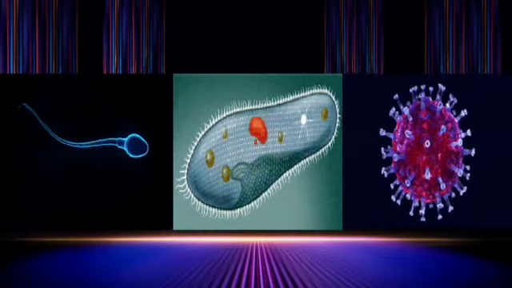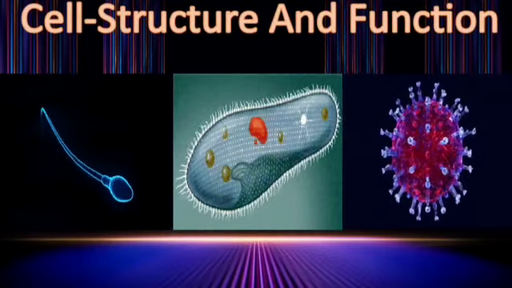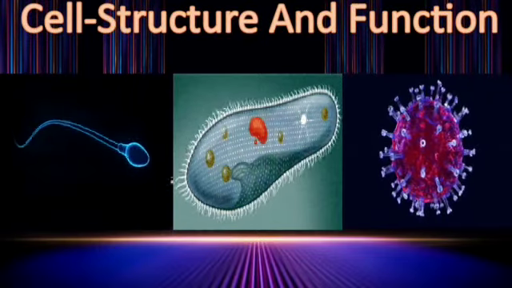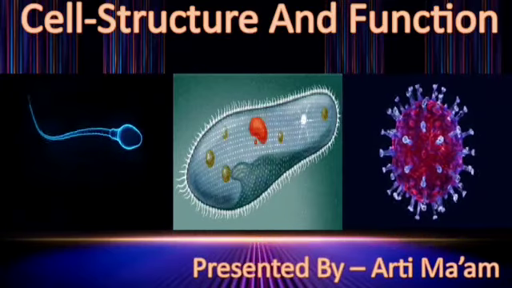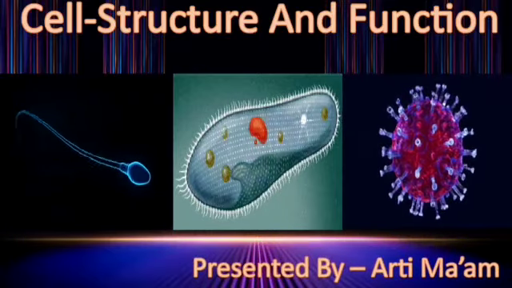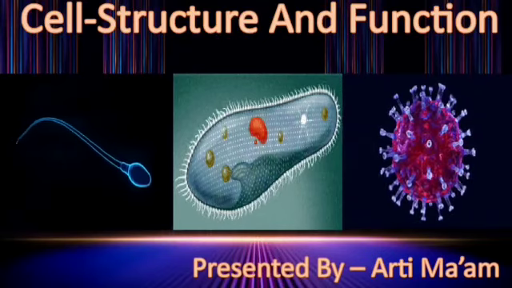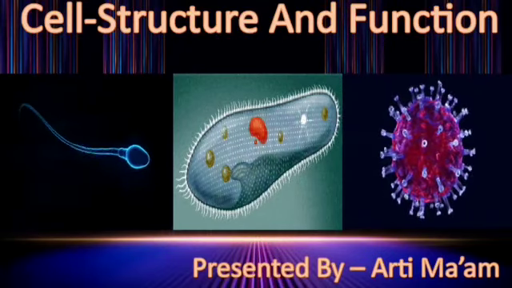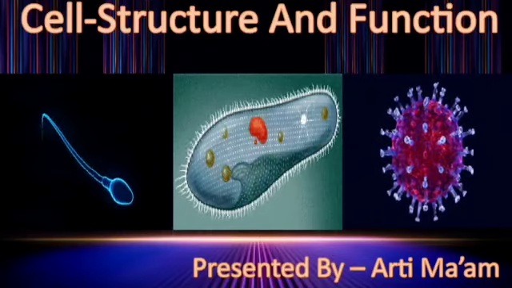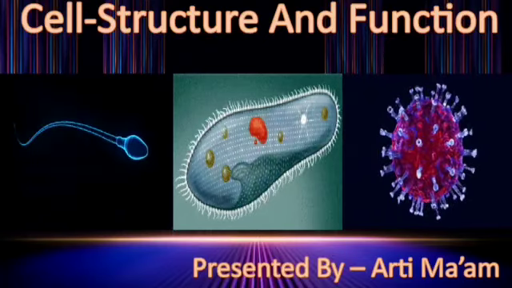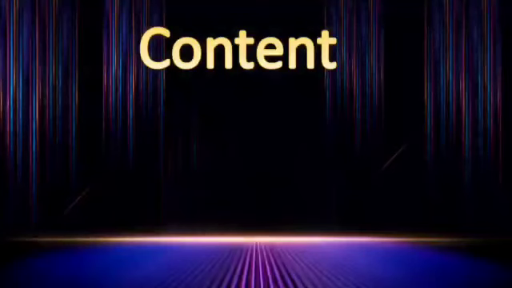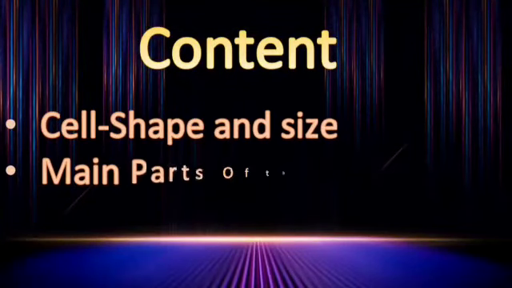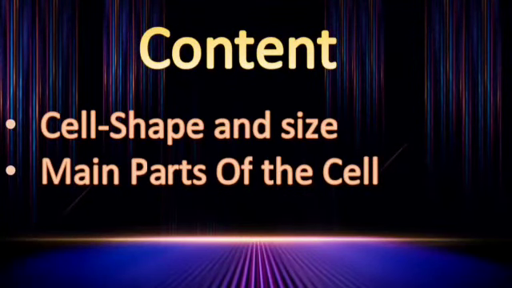We are learning chapter number 8, Cell, Structure and Functions. In the last video, we have studied about discovery and history of the cell, instruments for studying cells, unicellular and multicellular organisms, and the level of organizations from cell to organisms. In this video, we will study about shape and size of the cell and main parts of the cell.